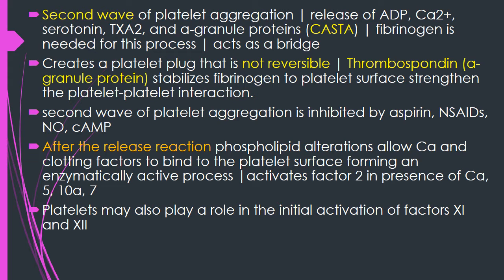After this release reaction takes place, that is the second wave, there is an alteration in the phospholipid membrane, which allows calcium and clotting factors to bind to the platelet surface, which forms an enzymatically active process. This activates factor 2 in the presence of calcium, factor 5 activated, 10A and 7. Thus, once the second wave of aggregation takes place, the platelet starts activating the clotting factors, and the intrinsic and extrinsic systems get activated, because platelets can also play a role in the initial activation of factor 12 and factor 11.